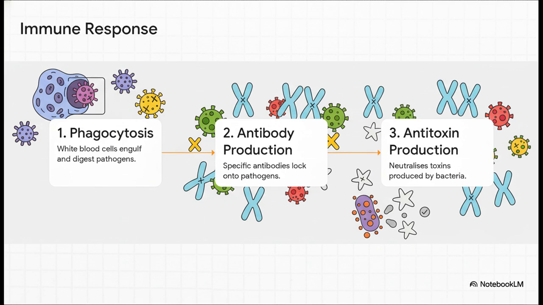Your white blood cells. They have 3 killer moves. First, phagocytosis. They literally hunt down, engulf, and digest the invaders. They just eat them. Second, antibody production. They create these custom-made proteins called antibodies that are designed to lock onto one specific pathogen, marking it for destruction. And third, antitoxin production. They release other substances that cancel out the nasty toxins made by bacteria. So they eat them, tag them, and neutralize their weapons.